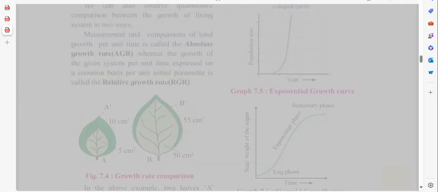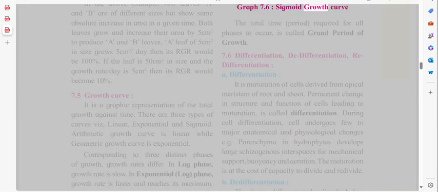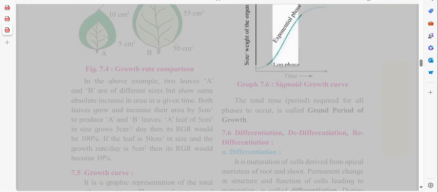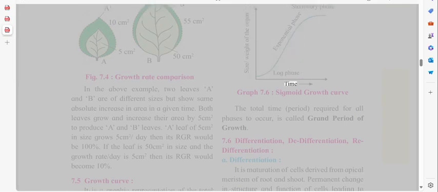Graph 7.5, exponential growth curve. J-shaped curve. Population size. Year. Graph 7.6, sigmoid growth curve. Size, weight of the organ. Exponential phase. Lag phase. Stationary phase. Time.